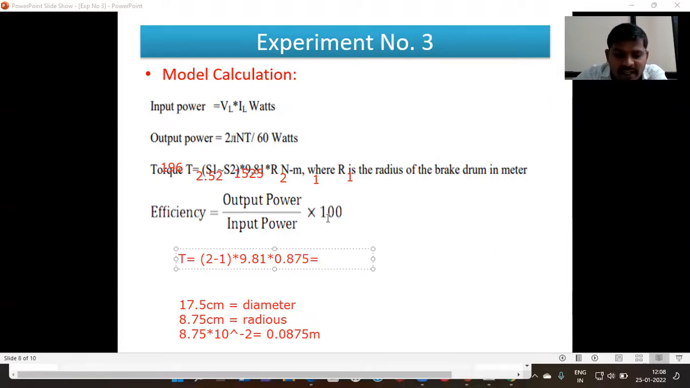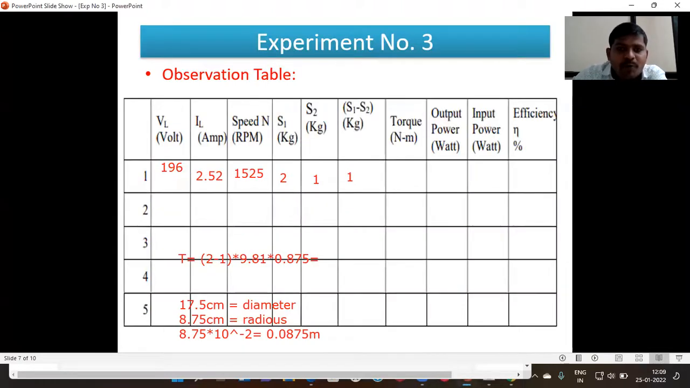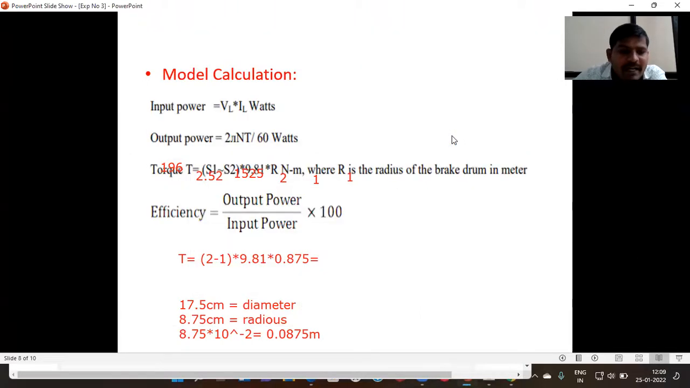ओके, वन्स वी हॅव कॅल्क्युलेटेड द टॉर्क, आफ्टर दॅट व्हॉट इज द कॅल्क्युलेशन? आउटपुट पॉवर. आउटपुट पॉवर कॅल्क्युलेट करायचे. व्हॉट इज द फॉर्म्युला फॉर कॅल्क्युलेटिंग आउटपुट पॉवर? दॅट इज 2 pi NT divided by 60. 2 pi it is constant. N स्पीड जे आलेलं आहे त्या कंडिशनचं ते स्पीड. देन T इज नथिंग बट आपण कॅल्क्युलेट केलेला टॉर्क, डिवाइड बाय 60 केले की तुम्हाला आउटपुट पॉवर मिळेल.